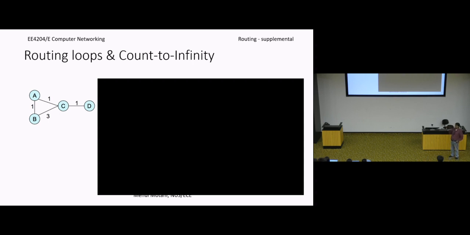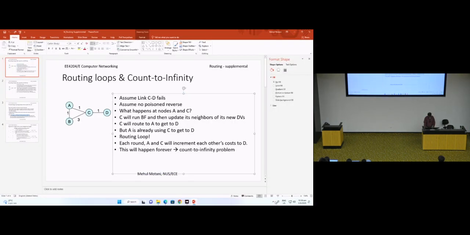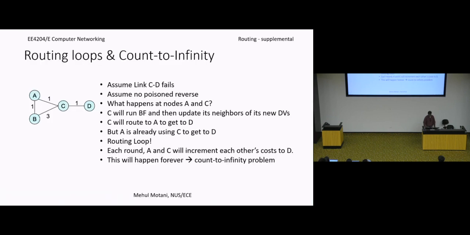I promise you an example where you get the count to infinity and where Poisson reverse doesn't fix the problem. So this is it, okay? I think I didn't write here about the Poisson reverse. This is just a routing loop. In fact, it's called a routing loop because without Poisson reverse, A and C will just ping pong back and forth forever. But even with Poisson reverse, you still get a routing loop. It's a bit more complicated, but it's there.